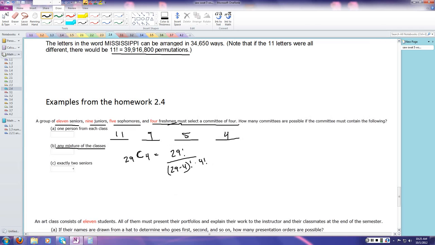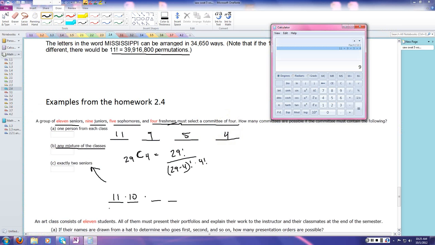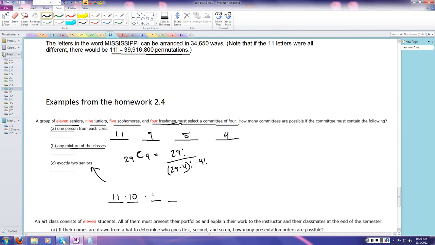Exactly 2 seniors. So that means I have 11 people to choose from, and then I have 10 from my senior group. Then from my other 2 groups, I have 9 plus 5 plus 4, which gives me 18. Then I have 18 people left, and if I use one of them, I have 17.